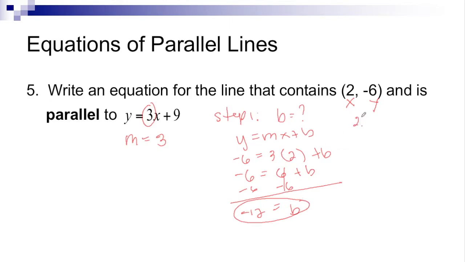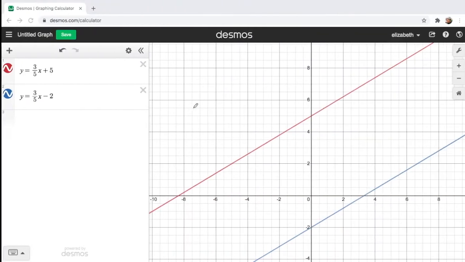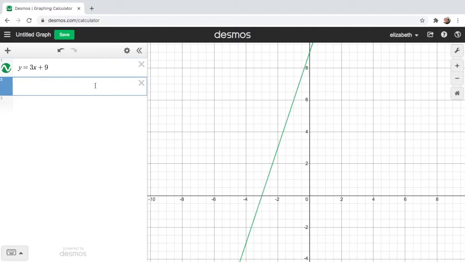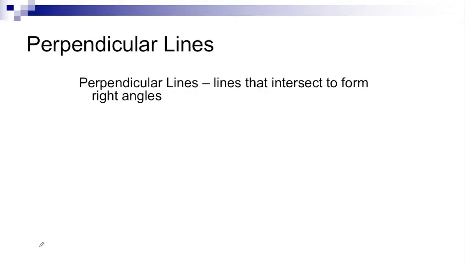And for step number 2, write the equation parallel to this, contain this point, and the slope is 3, and the y-intercept is negative 12. So this is now the equation parallel to this. So again, let us try this on Desmos. The first equation is y equals 3x plus 9, and the other equation is y equals 3x minus 12. And they are parallel.